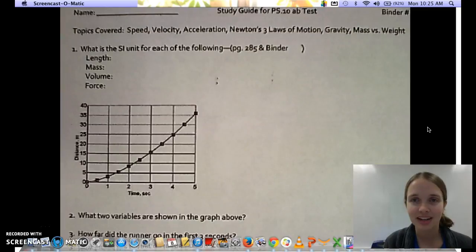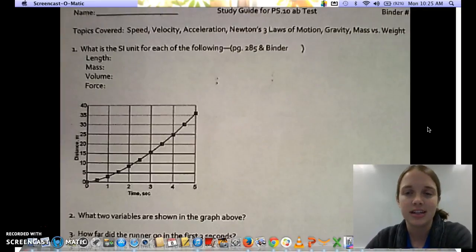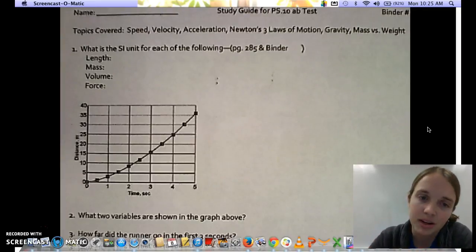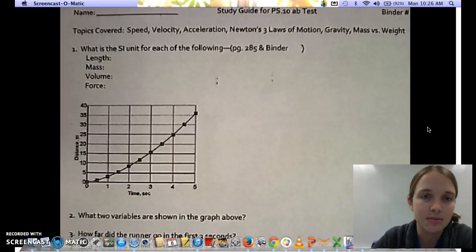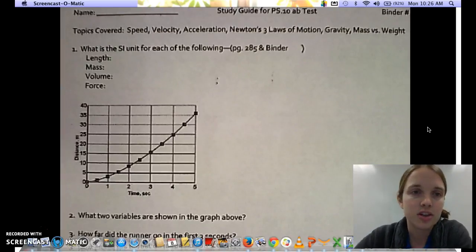So what we're going to do today is go over our study guide that you completed in class yesterday. I want you to stay focused, pay attention, stay right with me, and make sure you study hard because tomorrow is going to be your test. Okay? All right, so question number 1 says, what is the SI unit for each of the following?